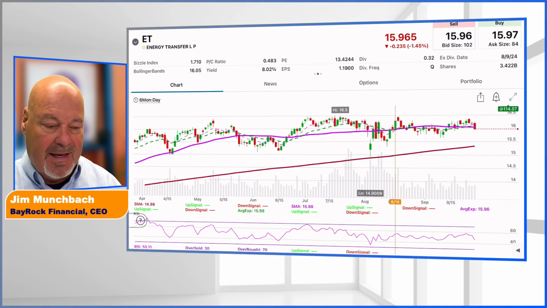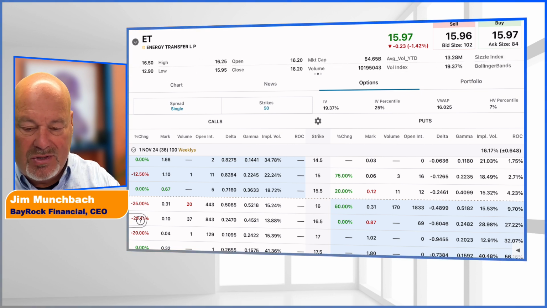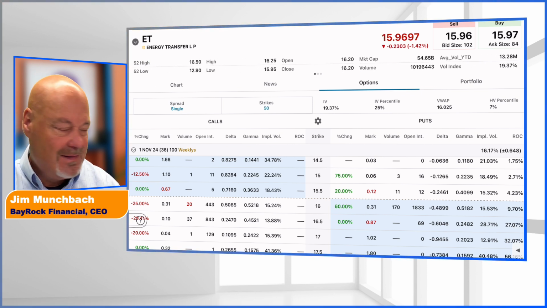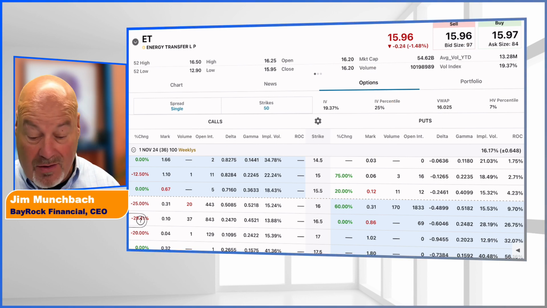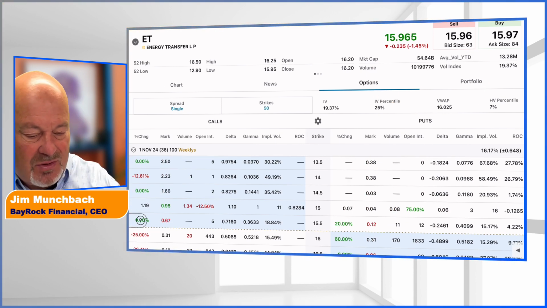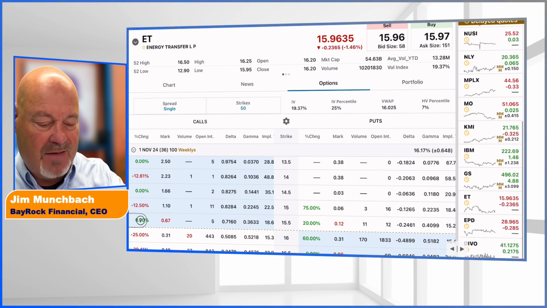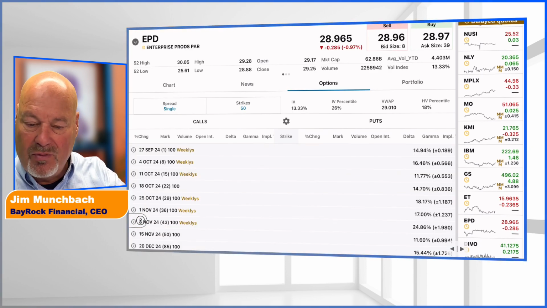So I don't think that this would be one I would be all that interested in using, it's got so much volume, but I don't know, I haven't traded options on this in a long time, so I have to take another look. Listen, I'm going to wrap this up. Let me just go through a couple more real quick.